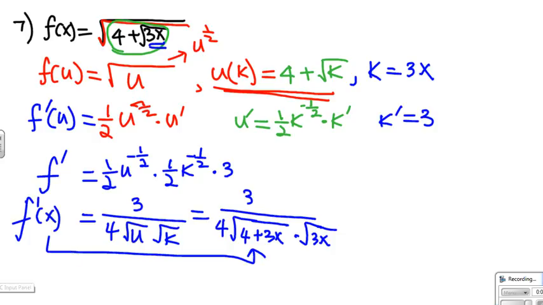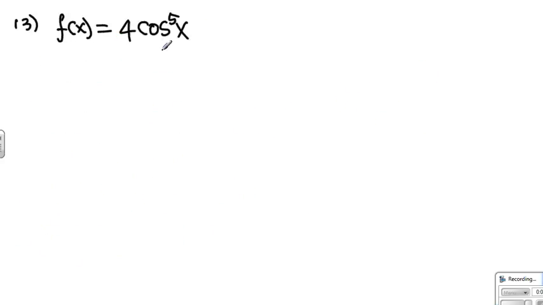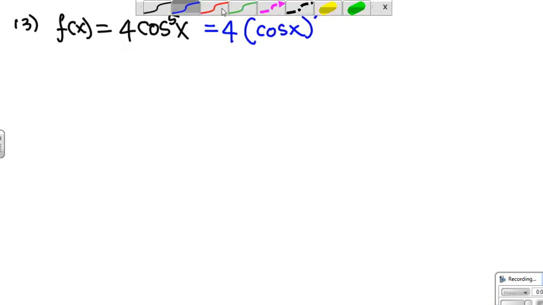All right, now let us look at the next question, number 13. Here we have, as Rachel has done in the class, 4 times cosine of x whole thing to the 5th power. Now, later when we get used to it, we can just look at the layers and be able to find the derivative by using the chain rule. But for now, let us try to set up the layers. You see, the outermost layer will be something to the 5th power, and the inside one will be cosine of x.